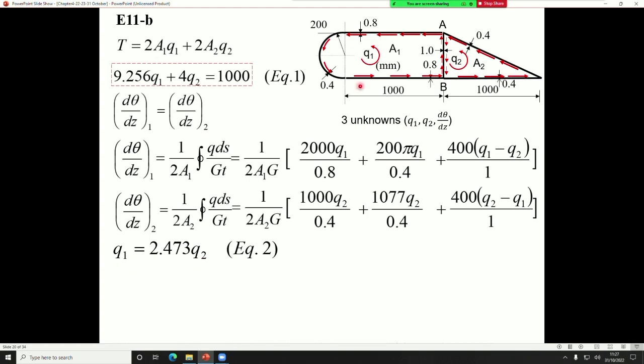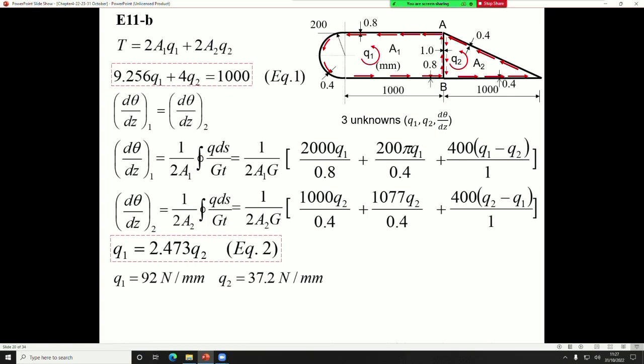So Q1 is 2.47 times Q2 because it's a larger cell usually. It's bigger if they have the same material. Now, I've got one equation here, one equation there. I'm going to combine these two, and I find the shear flow in each cell.